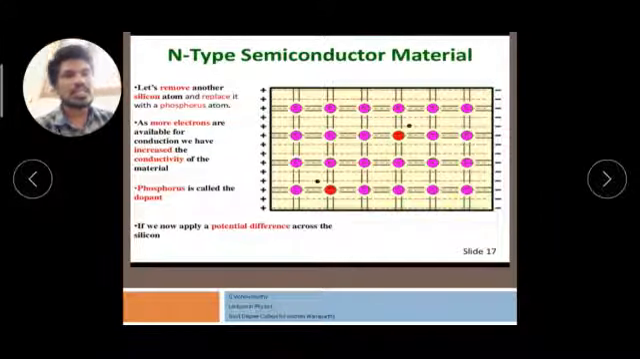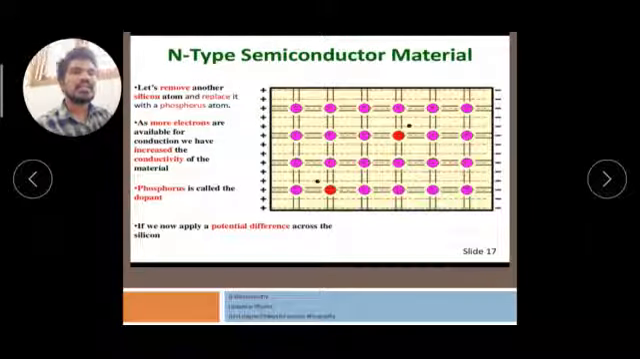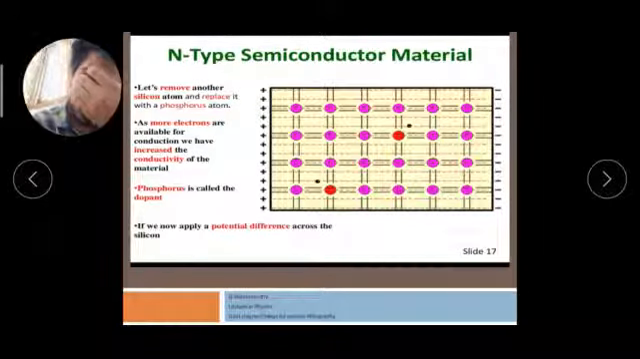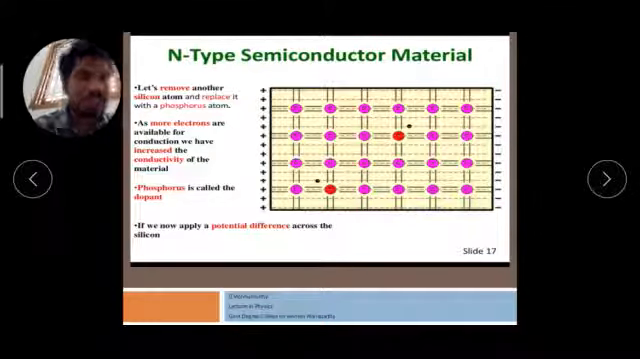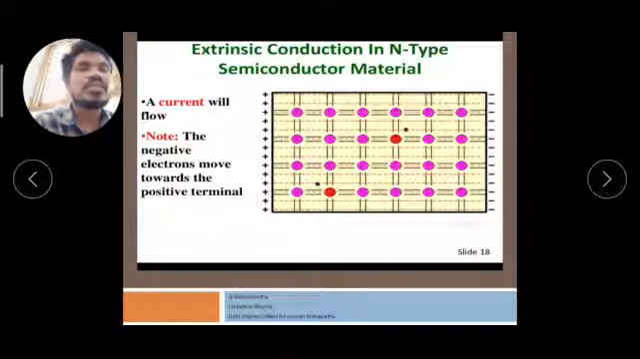So in this particular case, the motion of the free electrons and the motion of the holes cause the current conduction. So this is about n type material.